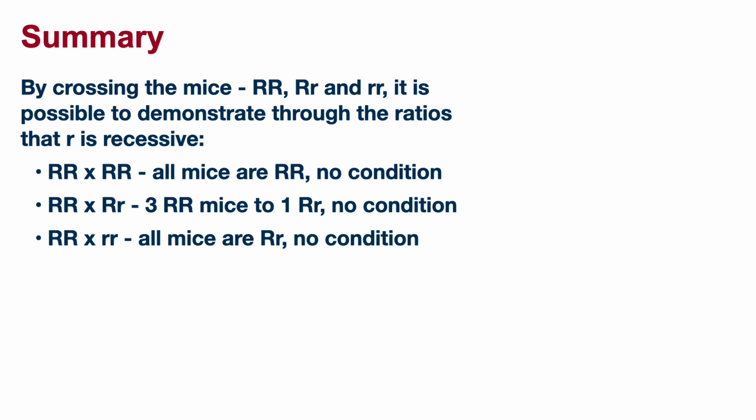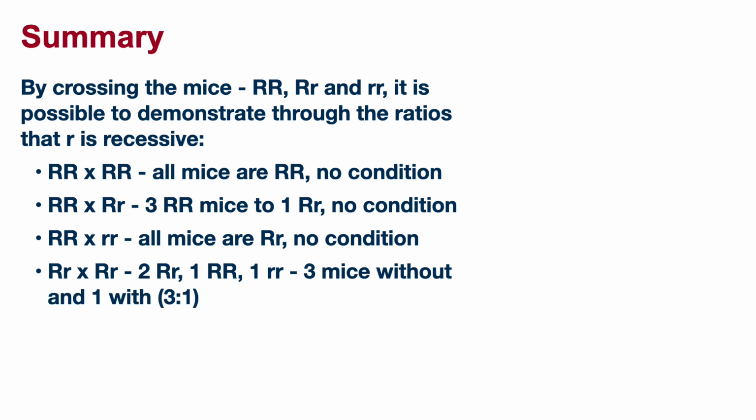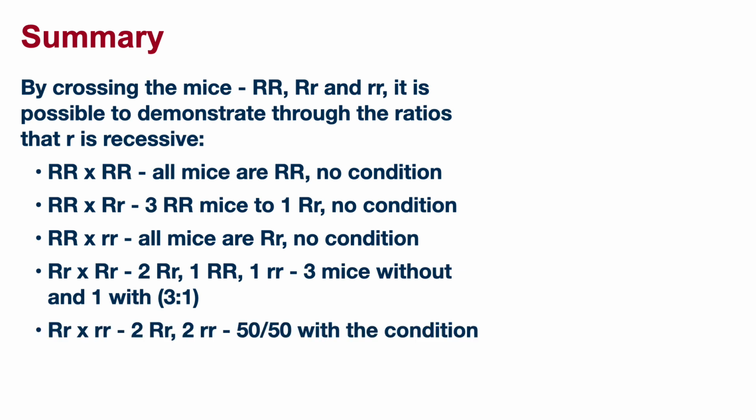When we introduce the pink animal, which is the lowercase r homozygous, and we cross that with a homozygous uppercase, all the mice come out as uppercase R, lowercase r, so we don't see the condition. If we cross heterozygous for uppercase R, what we find is we get 2 heterozygous uppercase R's, 1 homozygous uppercase R, and 1 homozygous lowercase r. If we cross uppercase R, lowercase r with a homozygous lowercase r, we get 2 uppercase R, lowercase r, and 2 homozygous lowercase r with 50-50 condition. And finally, just to prove things, if we do a homozygous lowercase r against a homozygous lowercase r, all the animals come out with the condition.